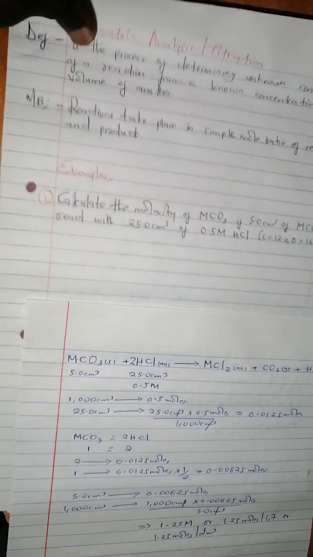Now, I'd like us to do the second question, and I hope you can clearly read it together with me. 2.0 cubic centimeter of 0.5 molar HCl react with 0.1 molar of M carbonate, but remember it is M2 carbonate. Calculate the volume of 0.1 molar of M carbonate. Now, how do I do such a question? Remember, the first thing I said is to write the equation for the reaction.